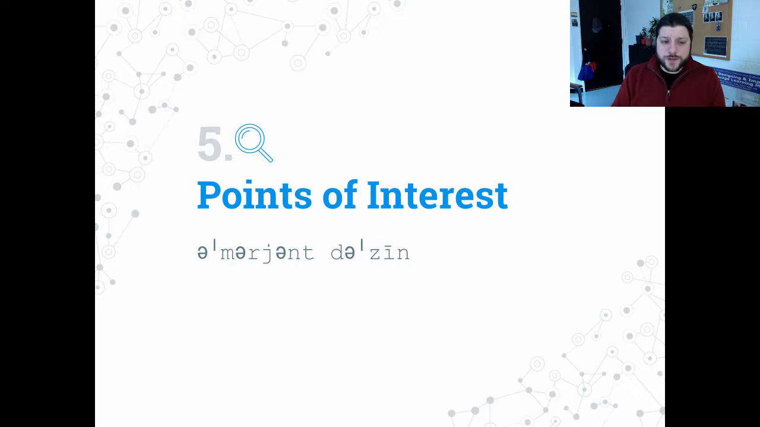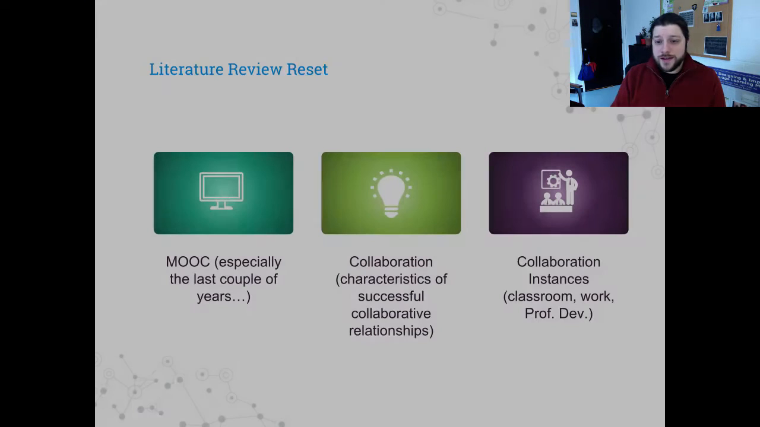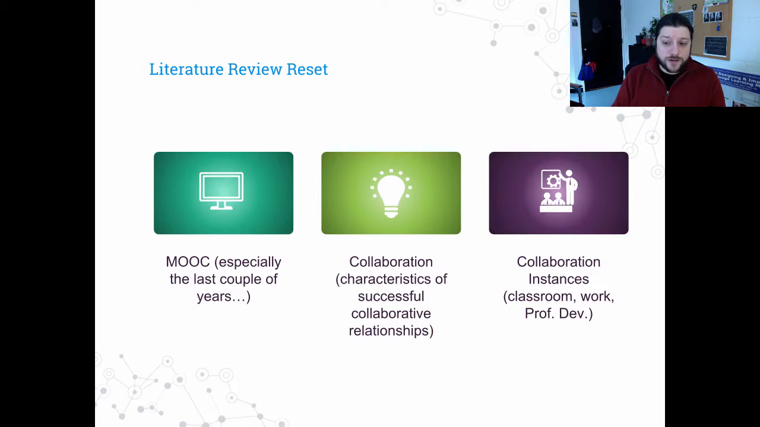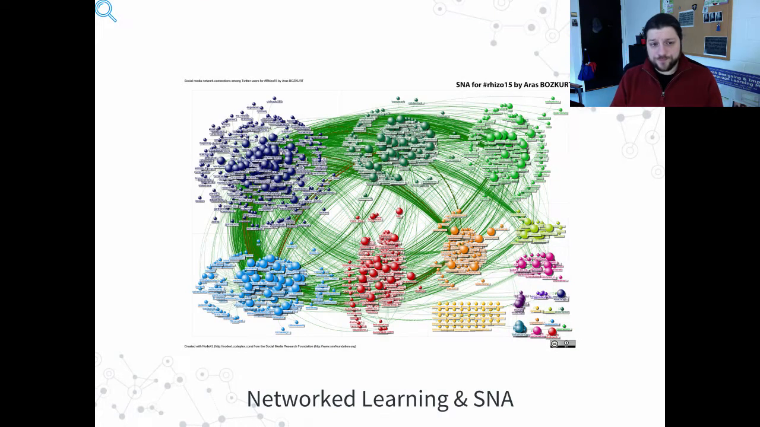So here are some points of interest, or something to keep in mind as I go through. I'm pondering how relevant research into traditional classrooms is, and how deep to go into it. As you can see, this is my third aspect here. It's collaboration instances in the classroom. How deep should I go? That's something that I'm keeping in mind, because while I can look into things like computer-supported collaborative research, I don't want to go too deep into a rabbit hole that's ultimately not going to be very useful for me.